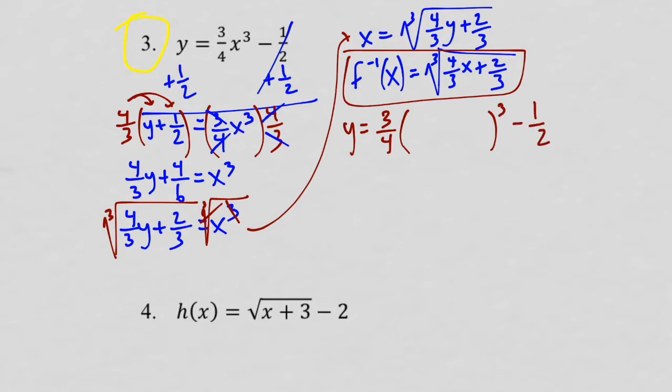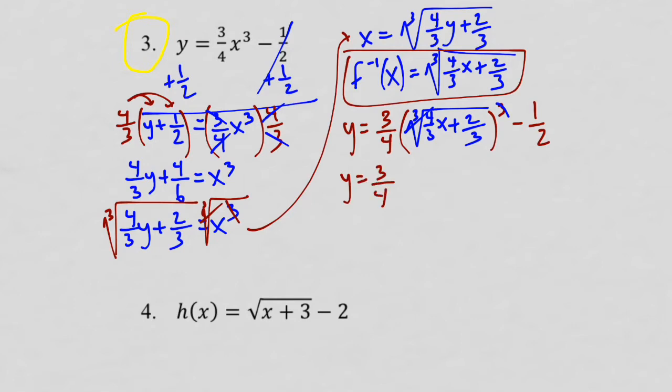So what I did is I wrote this one, 3 over 4 x cubed minus 1/2. I took out the x, left empty parentheses. I'm going to plug all of that in there. So the cube root of 4 over 3x plus 2/3. What's going to happen is stuff is going to start canceling out. The first thing that cancels is the cube with the cube root, leaving you with just y equals 3 over 4.